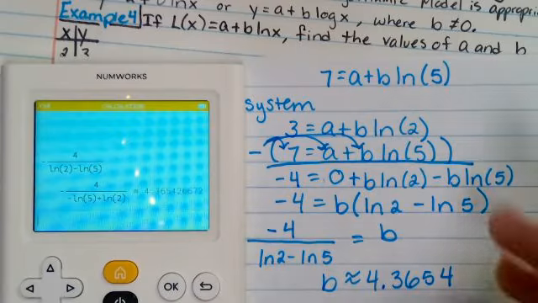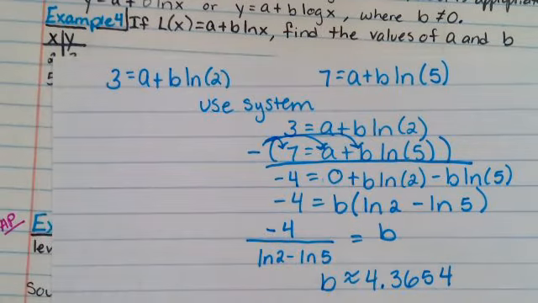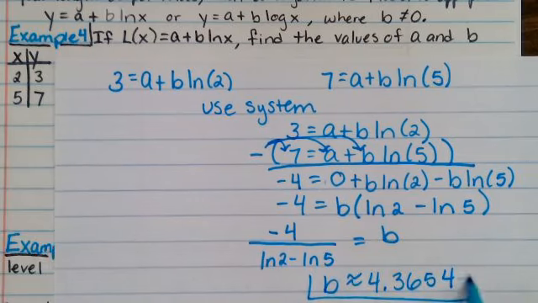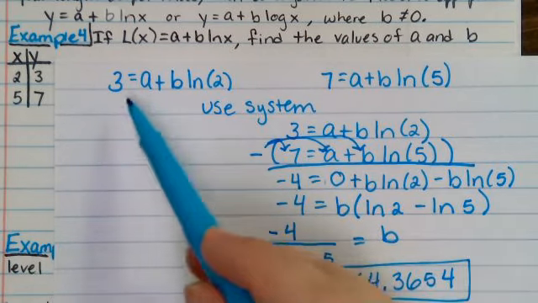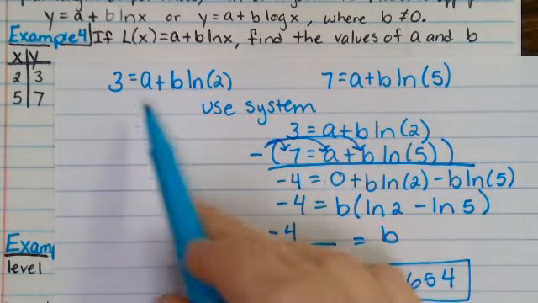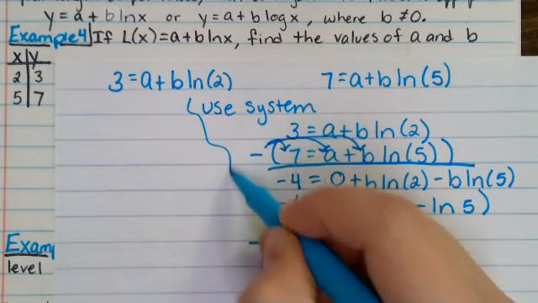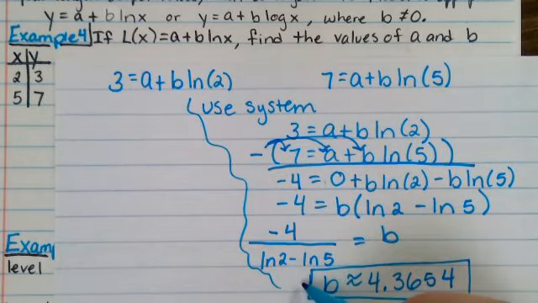So my B is about 4.3654. Now, we're not done because all I have here is the B value, and it said to find both A and B, right? But this is one of my values. So now we're going to pick one of these equations. It doesn't matter which one. I'm just going to go with the first one because that seems simple. And we're going to plug this guy in.